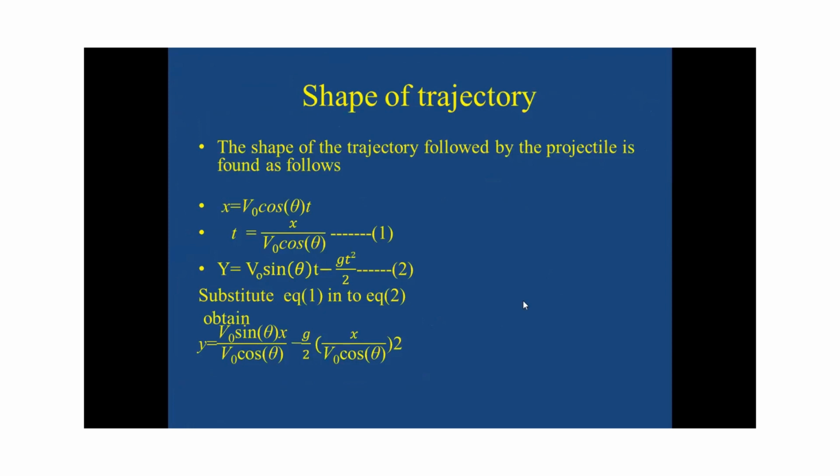The shape of the trajectory, or the path of the projectile. The shape of the trajectory followed by the projectile is found as follows. This is the horizontal distance, or the range, which is the horizontal velocity times t. Solving for t gives the range over the horizontal velocity. This is the time of flight. The time of flight equals the range over the horizontal component of the velocity.